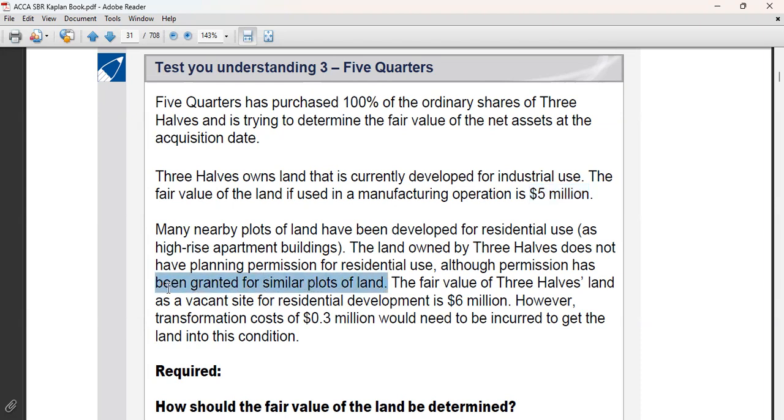In fact, there is something we learned when it came to non-financial assets, and I made a statement there. I want to see if you remember. I told you that PPE, intangibles, and inventory are part of non-financial assets, and I gave you three things. I want to see if you can apply that here. It says the fair value of 3 halves' land as a vacant site for residential development is 6 million. However, transformation costs of $0.3 million would need to be incurred to get the land into this condition. How should the fair value of the land be determined?